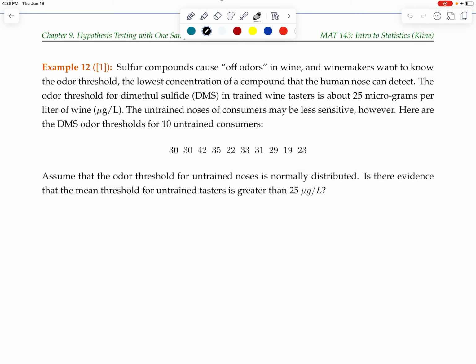So for this problem, we want to begin by gathering our basic statistics. We need the sample average and the sample standard deviation. The sample average x bar is 29.4. You can either compute this by hand or, of course, using technology. The sample standard deviation is 6.753. All right, so that's where we start.